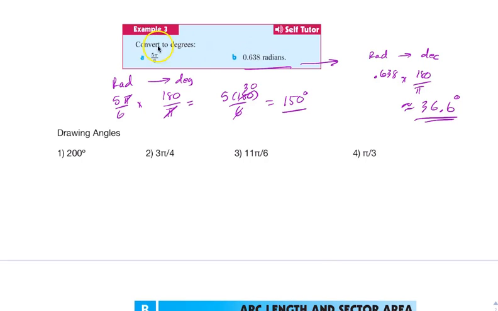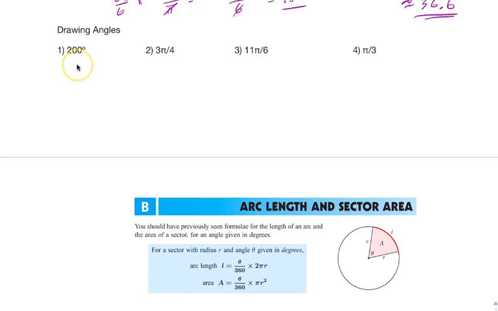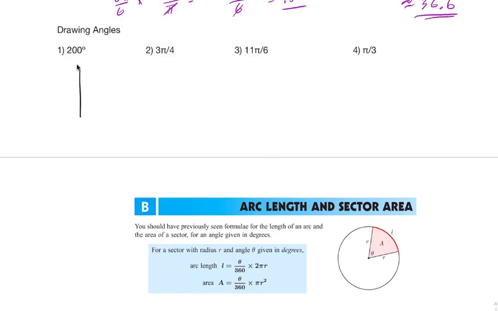A lot of times at the start, people like to convert from radians to degrees to get a better picture of what's going on. Hopefully this next little part will show you that you don't really need to do that. So let's talk about drawing angles. I want you to be able to draw an angle and know where it's at. So let's first start with 200 degrees. Then we'll do some radians.